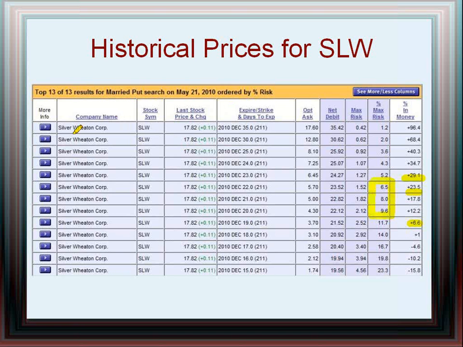The stock's at 17.82, and we're looking at the 21 strike put. It's 17% in the money, to get a risk down to 8% or 7% or so. Not all stocks are going to have that same setup.